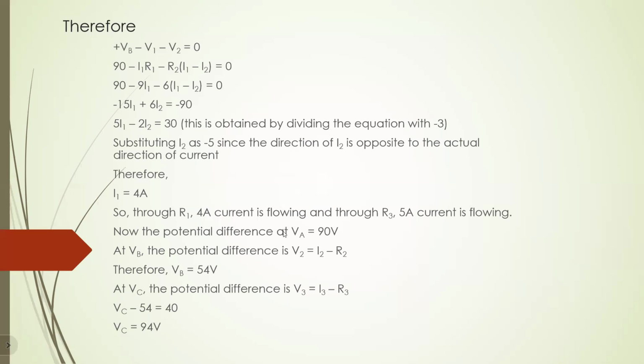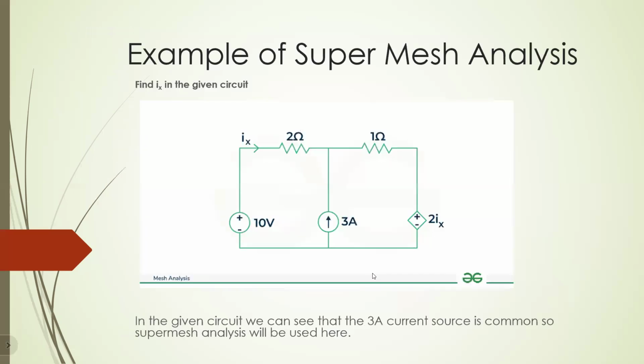Now the potential at VA is equal to 90 volts. At VB, the potential difference V2 equals I2 times R2. Therefore, VB equals 54 volts. At VC, the potential difference V3 equals I3 times R3. VC minus 54 equals 40. VC equals 94 volts.